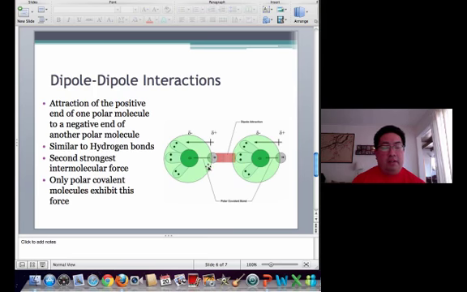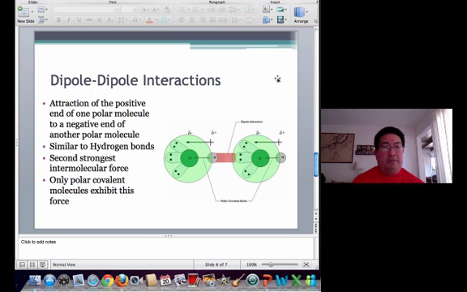Okay, the idea here is the same general idea where the positive pole of one molecule is attracted to the negative pole of another molecule. It's very similar to hydrogen bonds, but it's not as strong. And the polar molecules that don't have H connected to one of those things I listed earlier will exhibit dipole-dipole interactions. And again, this is something only polar covalent bonds can do.